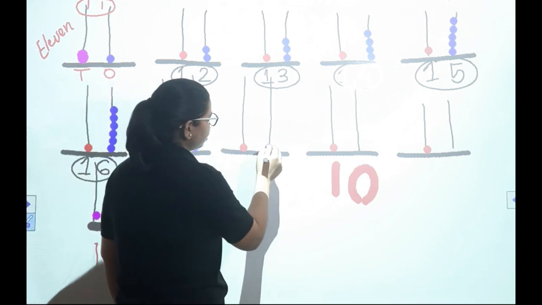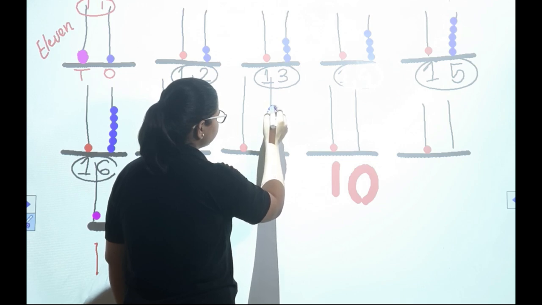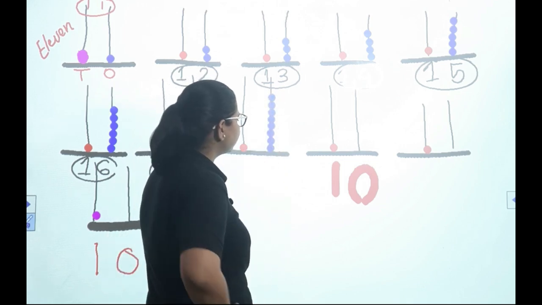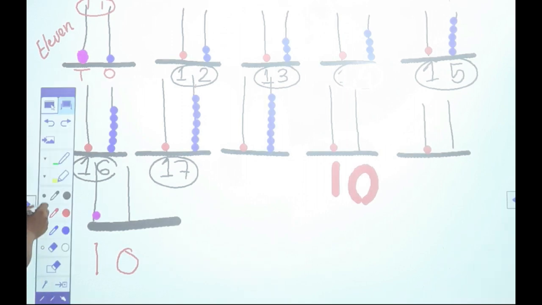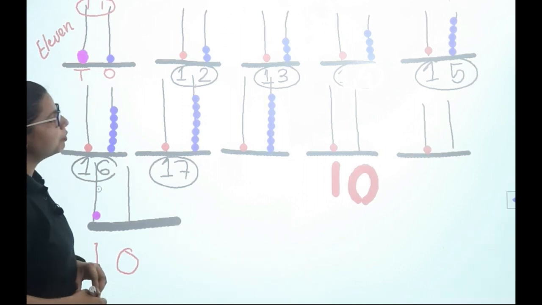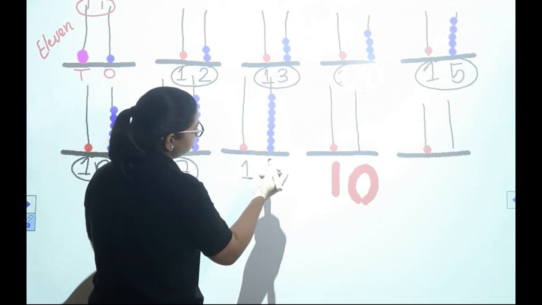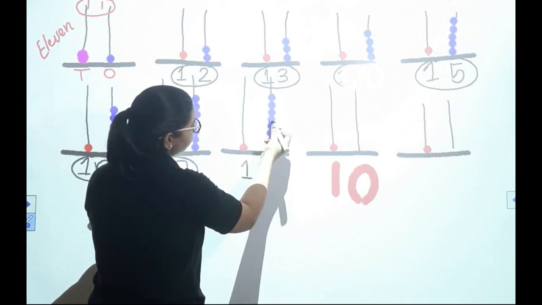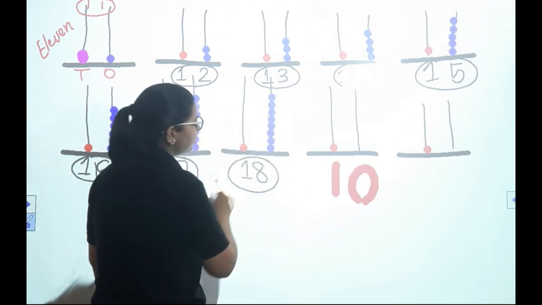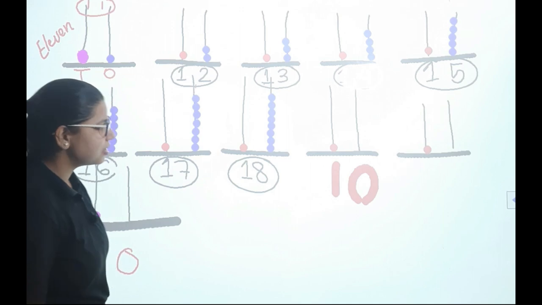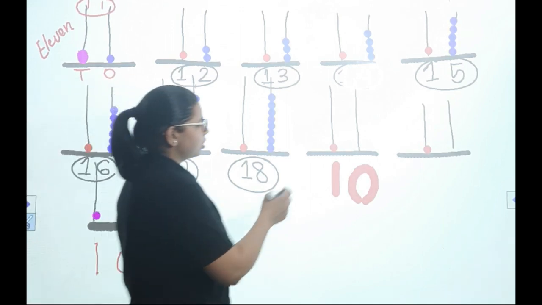1 tens. 1, 2, 3, 4, 5, 6, 7, 8. Okay, count and tell me what number is this. Only 1 tens and 8 ones. This is 18. Right. Now, let's count.